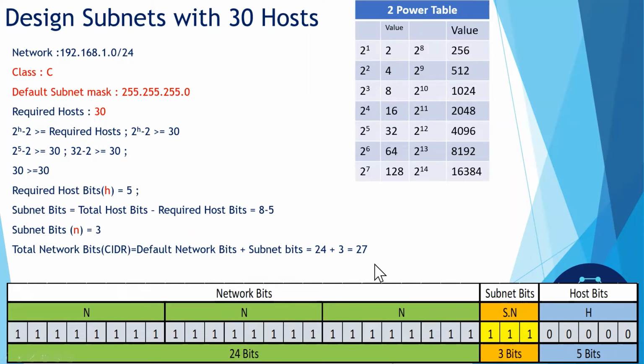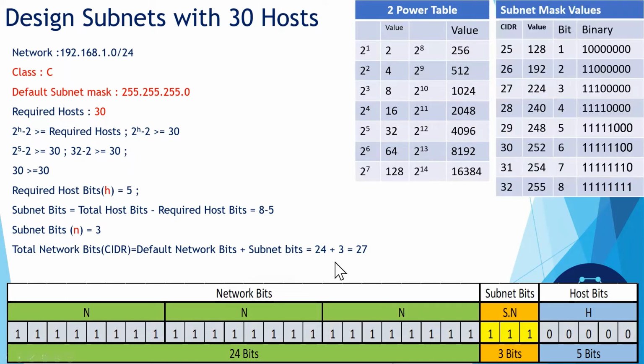Now we are going to find out the customized or revised subnet mask using subnet mask values. Here we can see from the table, the first octet values are 8 binary ones. In the subnet mask value table, you can see 8 ones, the value is 255. So the first octet value is 255. The same way, second and third octet values also 255, because all the 8 bits are 1. For the final fourth octet, the 3 bits are 1s and other 5 bits are 0s.